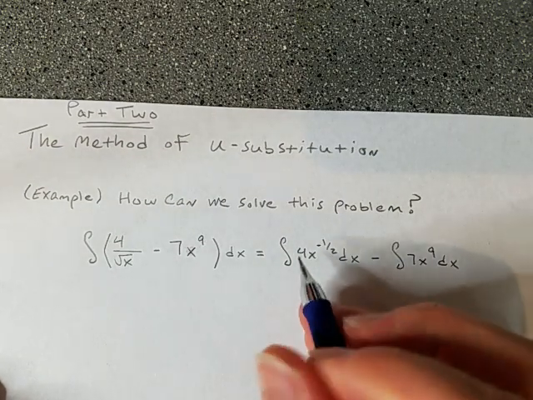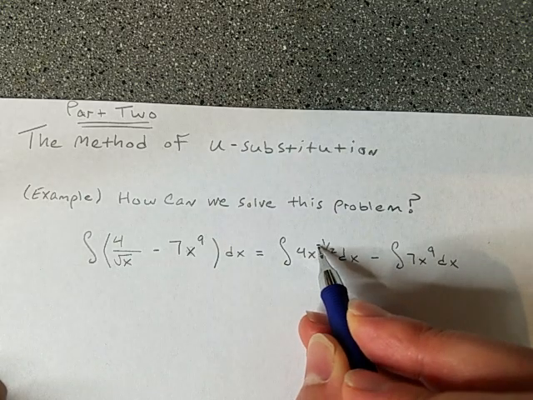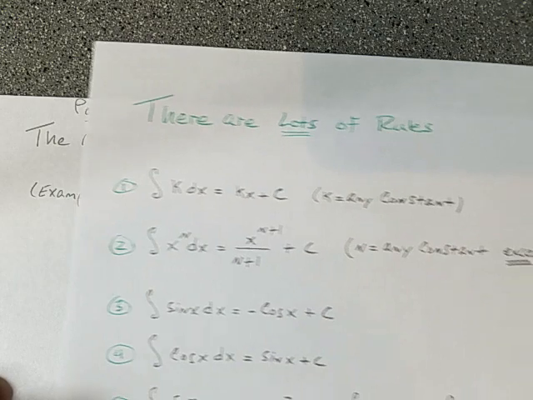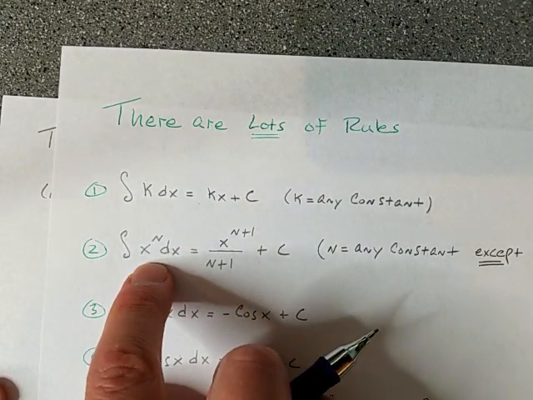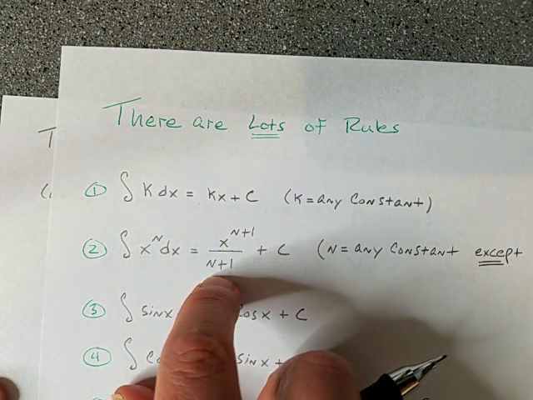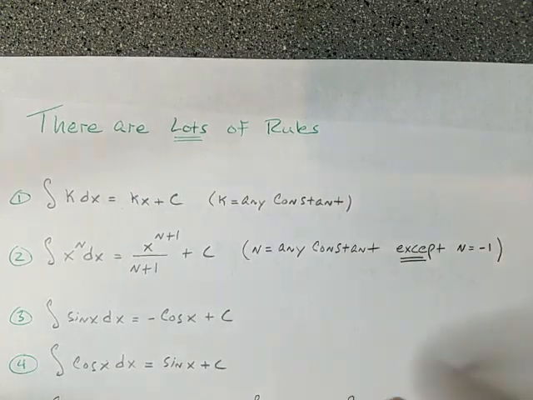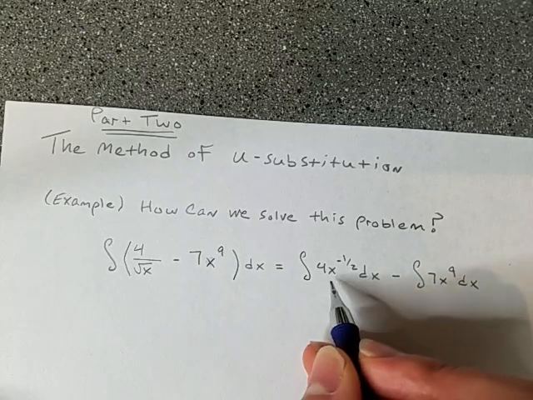What else? What about the 4 and the 9? Because I've got a rule for x to the negative 1/2, and I've got a rule for x to the 9th power. So see this rule right here? It says the antiderivative, or the indefinite integral of x to the n power is x to the n plus 1 power over n plus 1 plus c. n is a constant, except it can't be negative 1. All right? So, well, that's what I want. That'll do this one and this one.